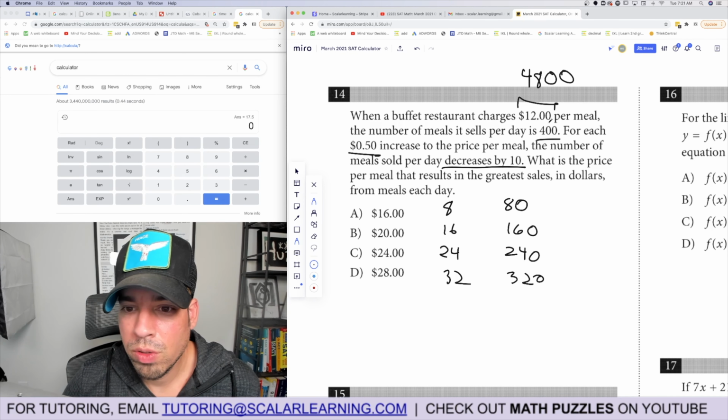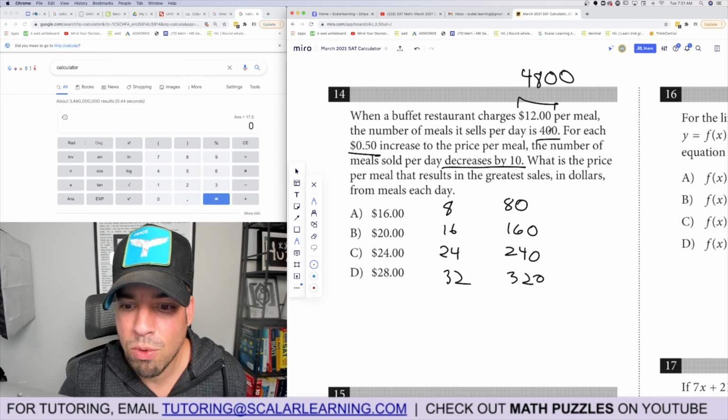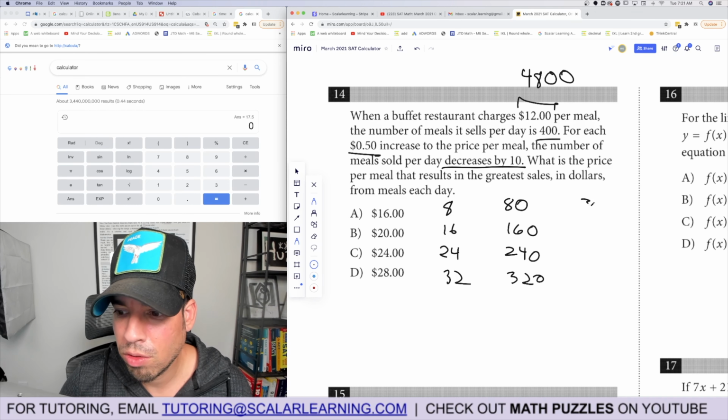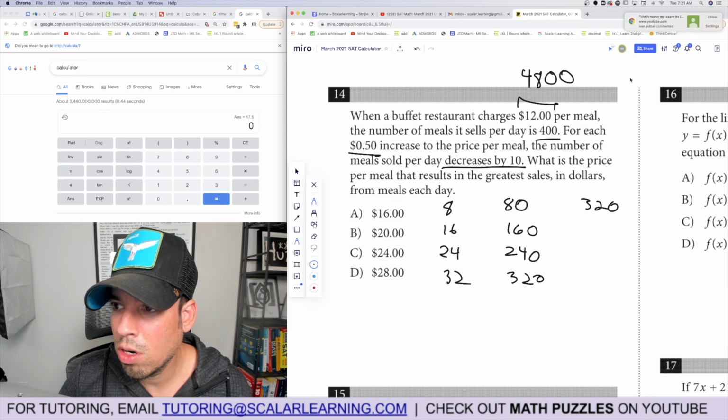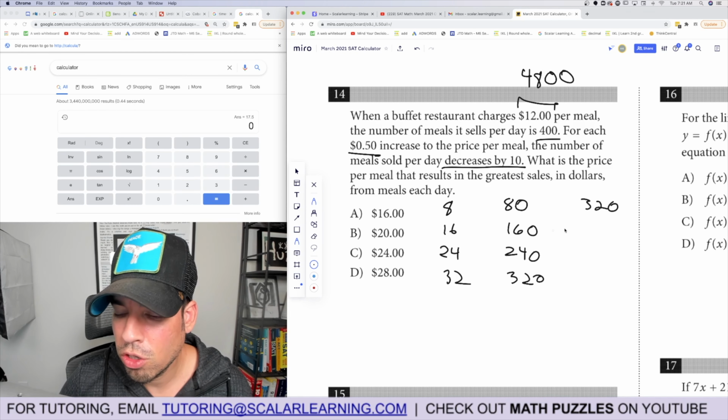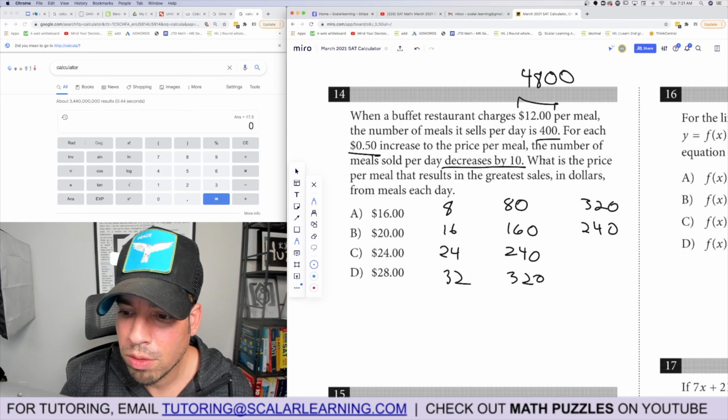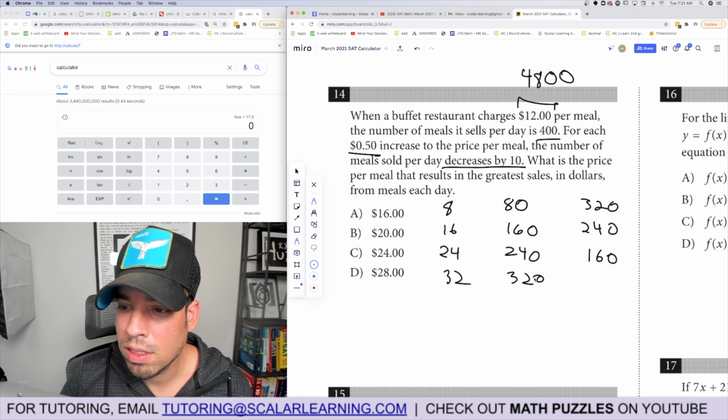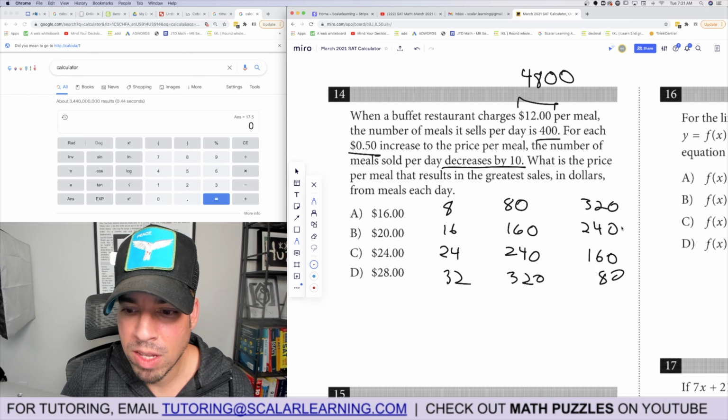So what we can do is say instead of 400, we're selling 320. Instead of 400, we're selling 240. Instead of 400, we're selling 160. And instead of 400, we're selling 80. Okay. And now we can calculate it.